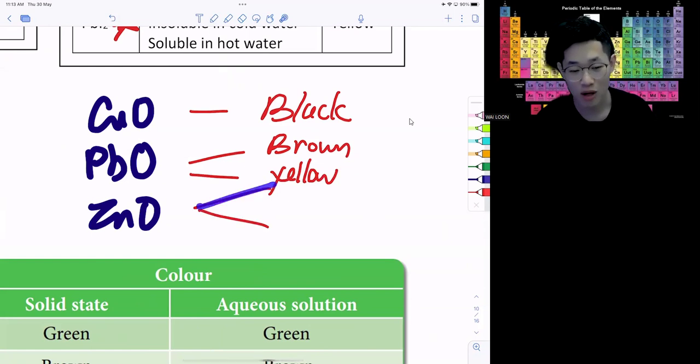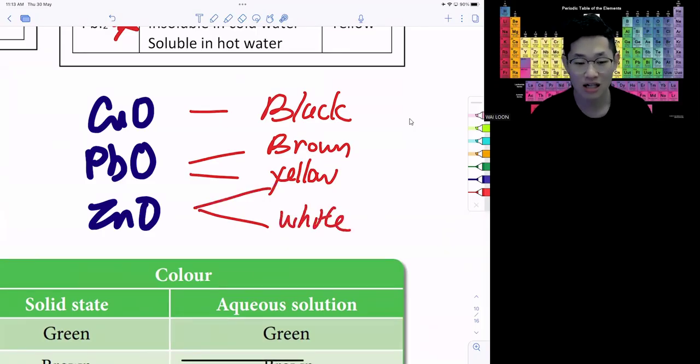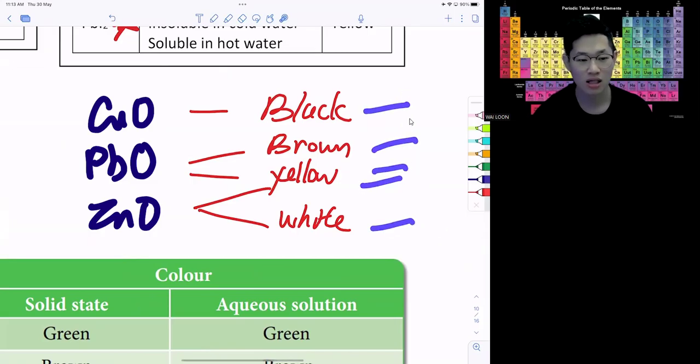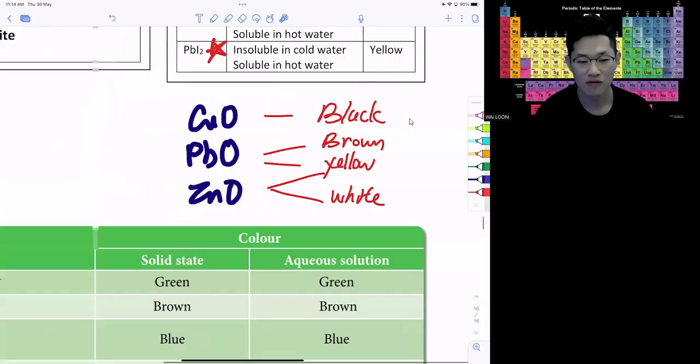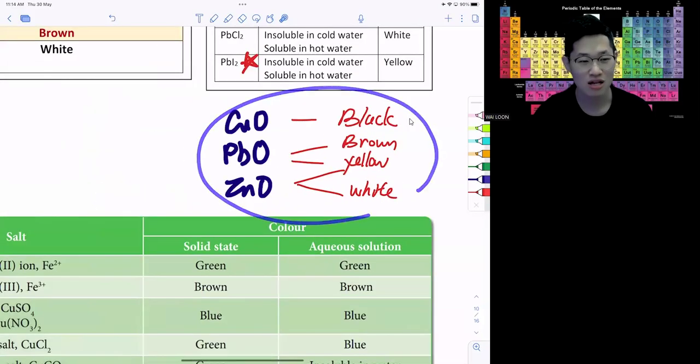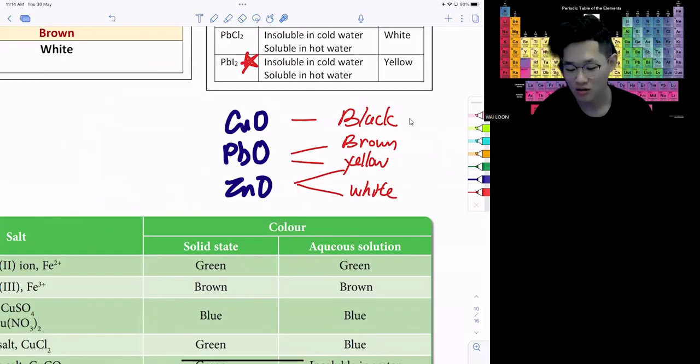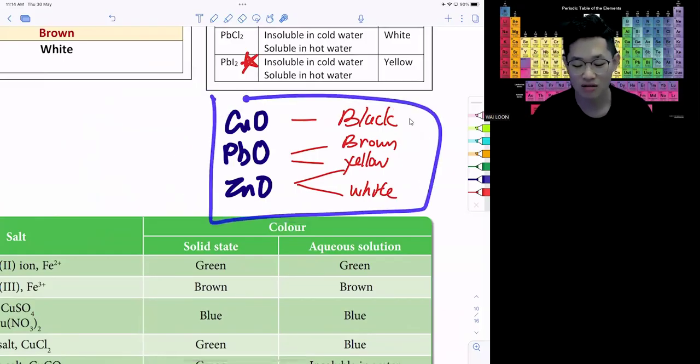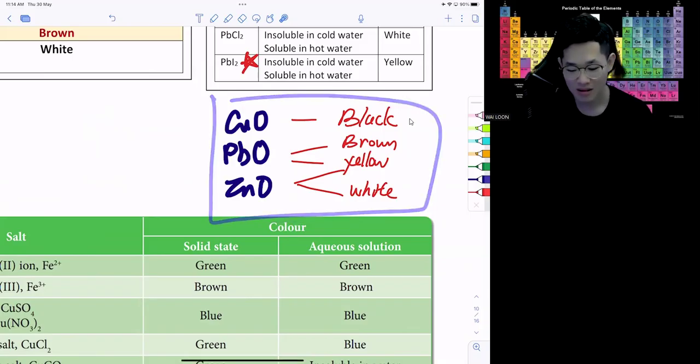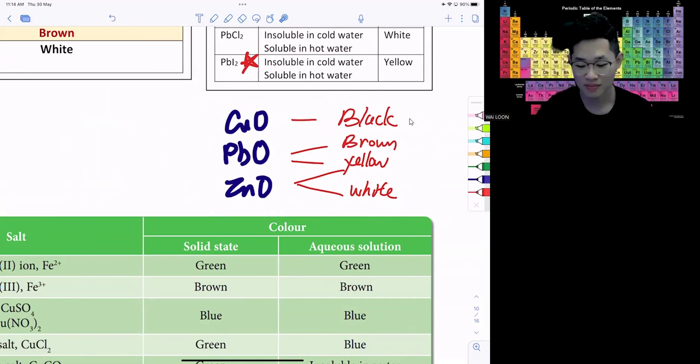Zinc oxide is yellow when hot, then white when cold. So from darkest color to lightest: black, brown, yellow, white. If you write this every day before you sleep, for a week, for sure you can remember. So when it goes to the exam, you just write this out, then you can refer to it. Like that also can.